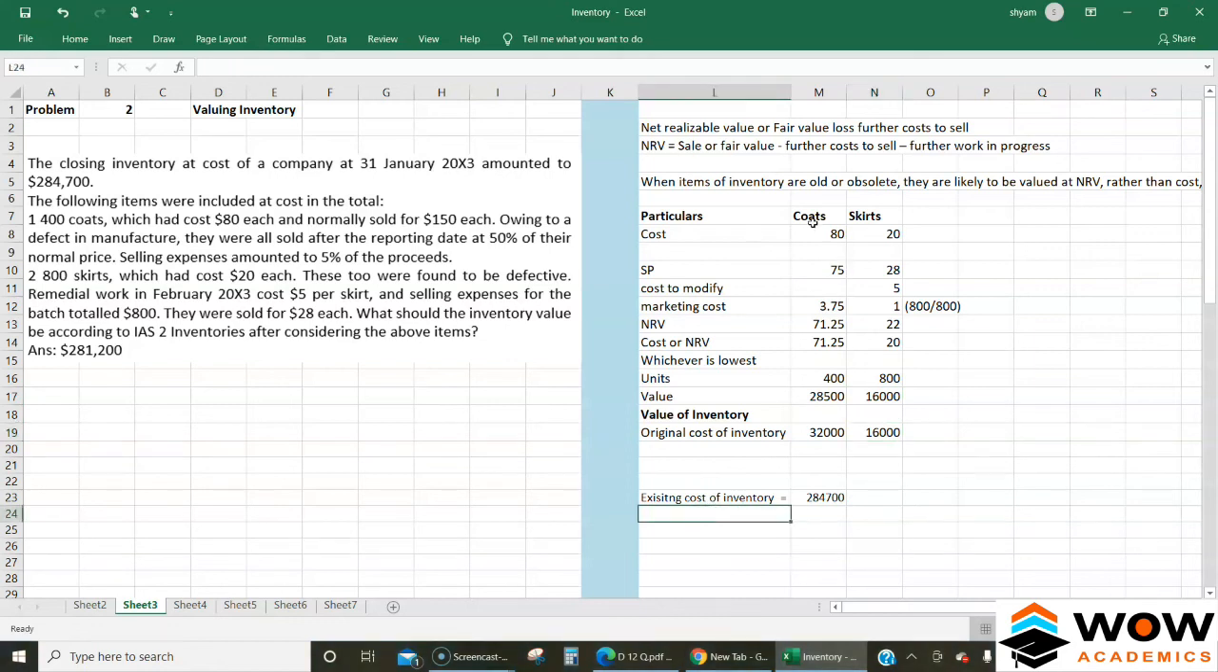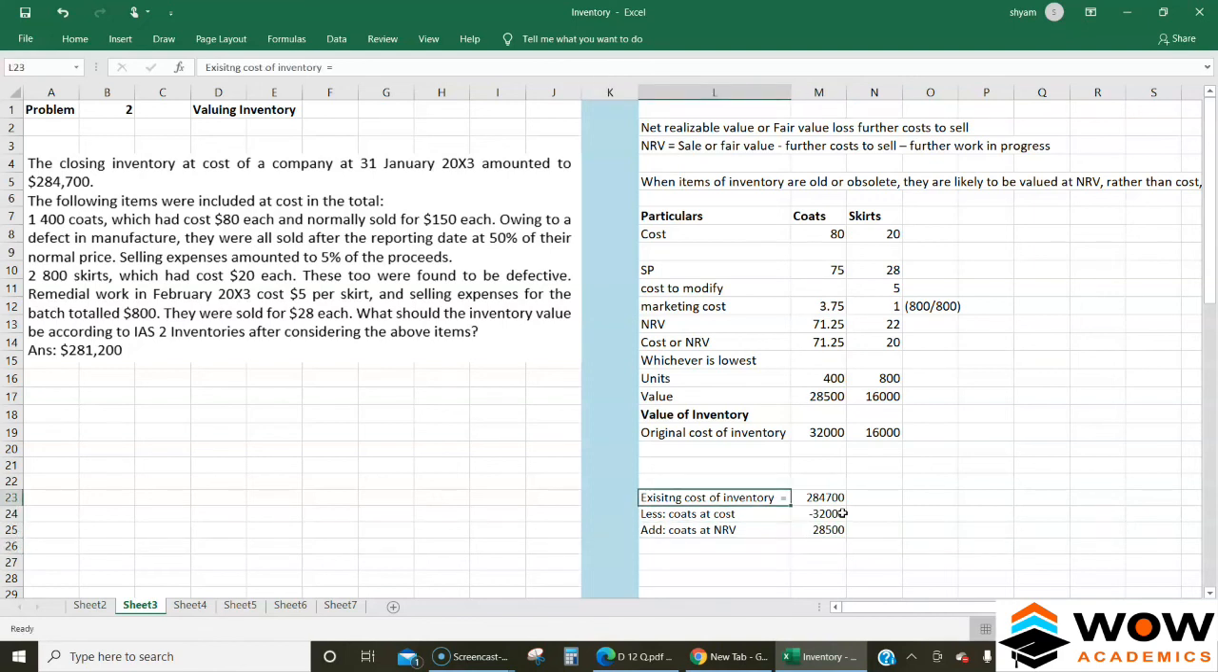But the coats are something that we have to adjust. So we have to less the coats at cost, 32,000, and we have to add the coats at NRV. So we have to add 28,500.